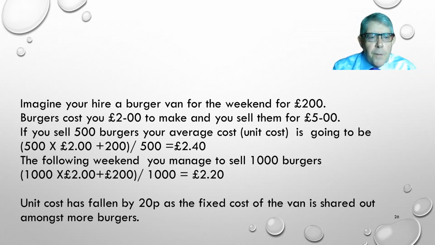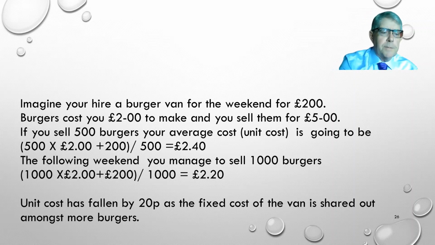Now imagine the following weekend you manage to sell 1,000 burgers, that's twice as many. This time we have 1,000 times £2 plus 200 divided by 1,000 equals £2.20. So unit cost has fallen by 20p as the fixed cost of the van is shared out amongst more burgers.